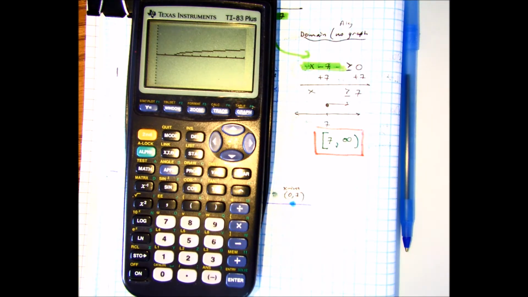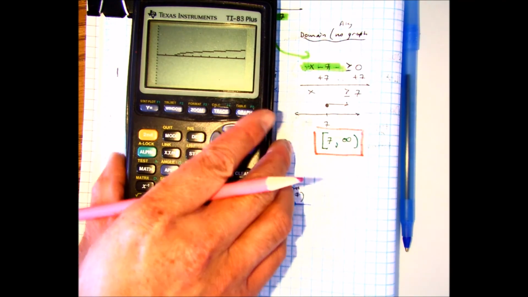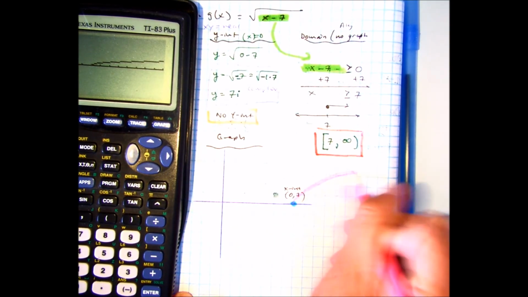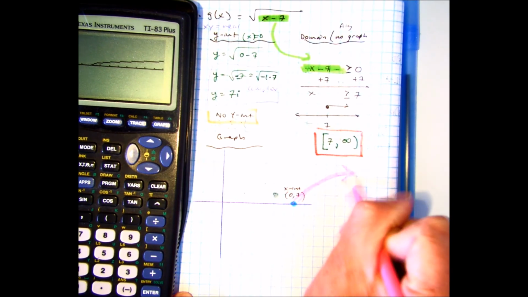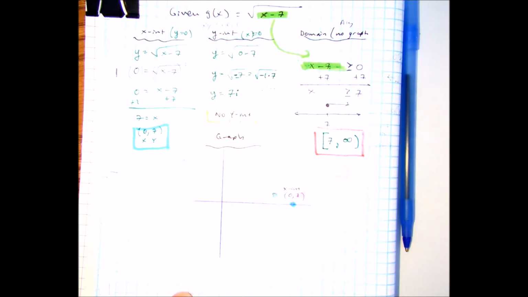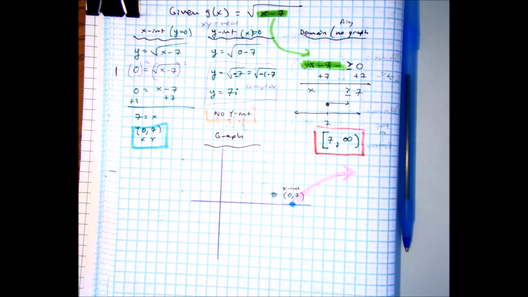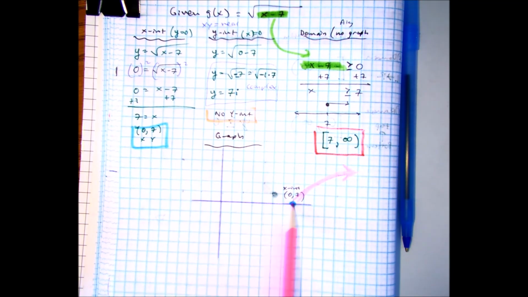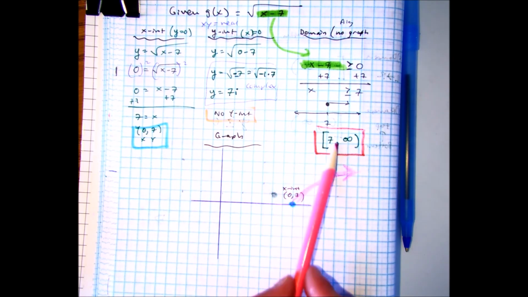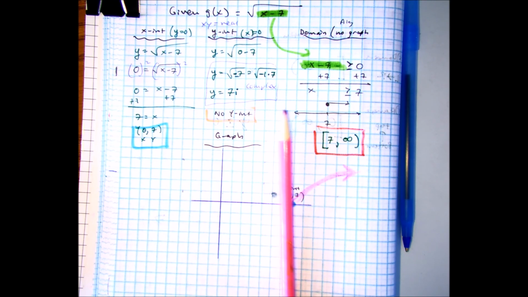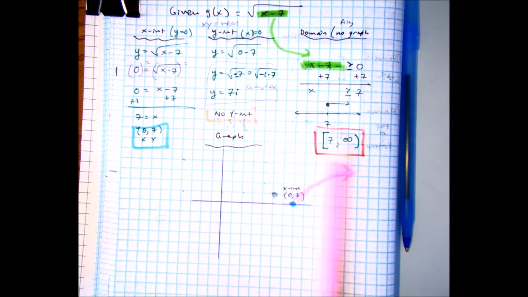Okay, so our graph's going to look like that. Go ahead and sketch it. And then here you can see that there is an x-intercept. There's no y-intercept. And this verifies algebraically what we have in our graph, that our domain is 7 to numbers going towards infinity.